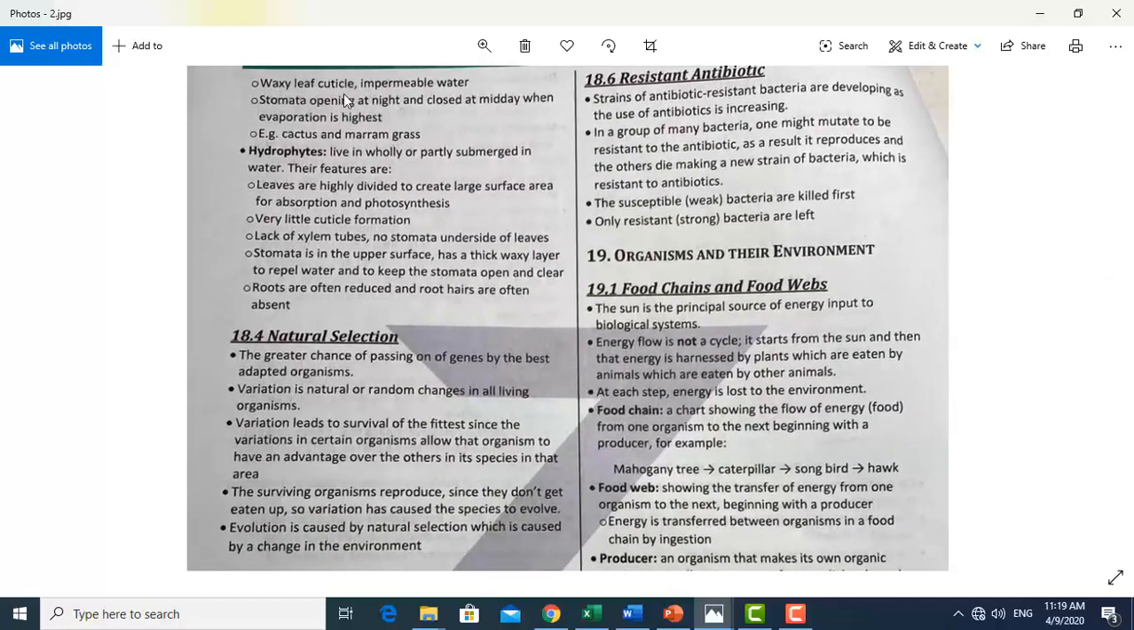Also, waxy leaf cuticle. When you check the leaf of any sort of plant, try to spray it with water and see what happens. You will find out that the droplets of water slip off the leaf itself. Why? Because it's covered with a waxy substance which is impermeable to water. Stomata open at night and closed at midday when evaporation is highest.